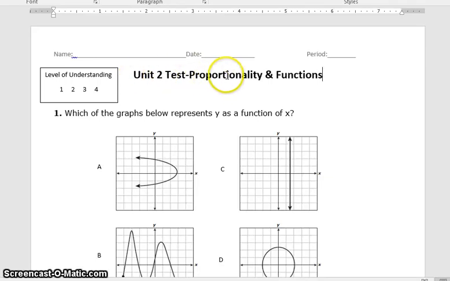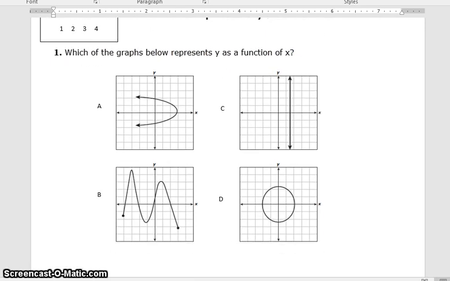Unit 2 test, proportionality and functions. Number 1. Which of the graphs below represent y as a function of x? Which is a function?